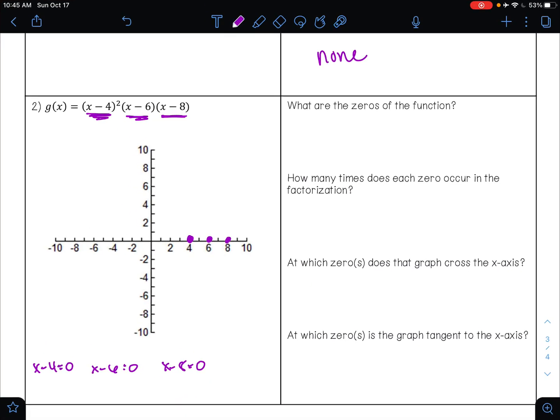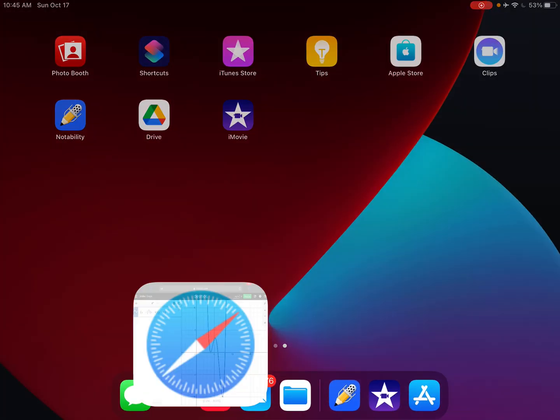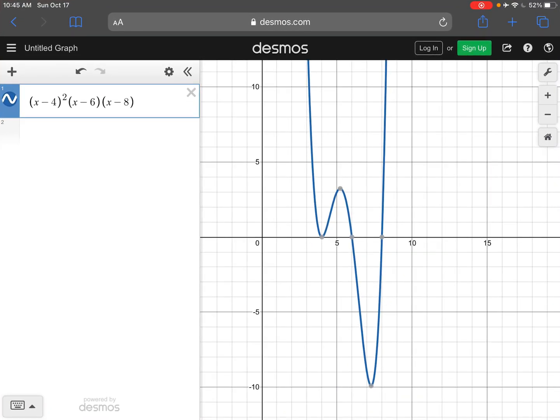So we start up high, and we turn around at 4, we go through 6. Oops, let me fix that. So we turn around at 4, we go through 6, and we go through 8. And again, I'm just mimicking what was happening on this graph over here. We stopped and turned around at 4, we went through 6, and we went through 8.